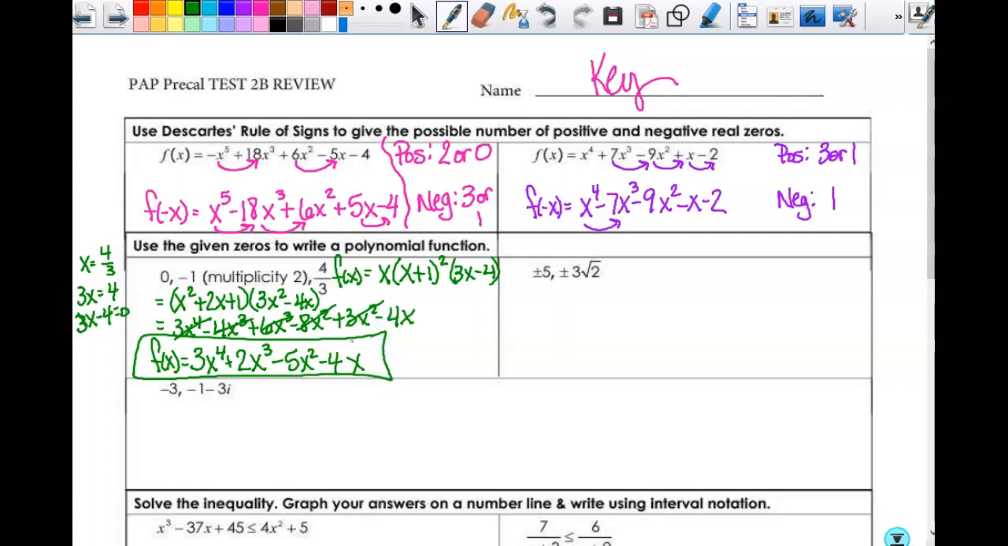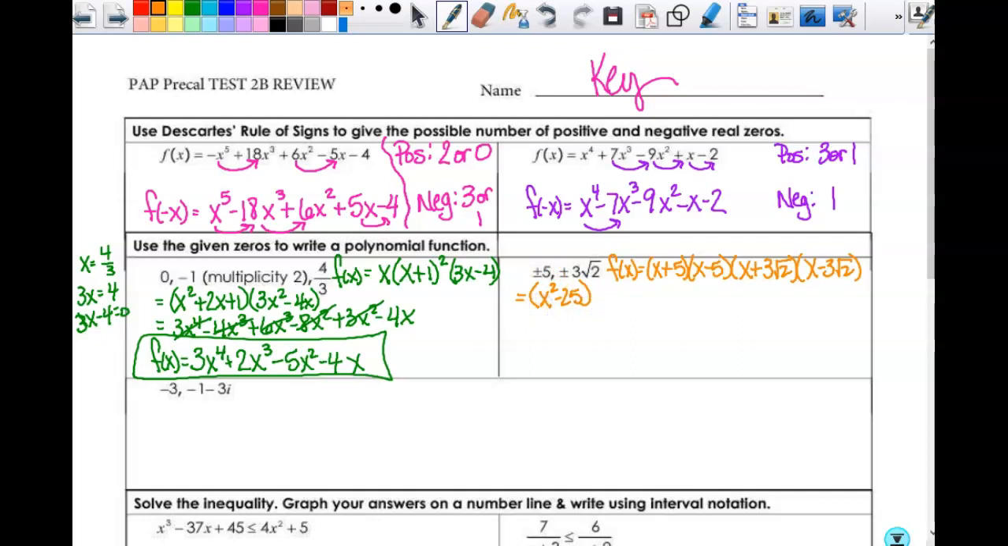All right, so then this one here. I got x plus 5, x minus 5, so f of x equals x plus 5 times x minus 5, and then x plus 3 square root of 2 times x minus 3 square root of 2. So these are two differences of squares. So x plus 5 times x minus 5 is x squared minus 25. And these are in parentheses because I'm going to have to multiply again.